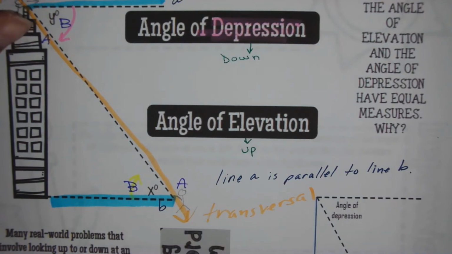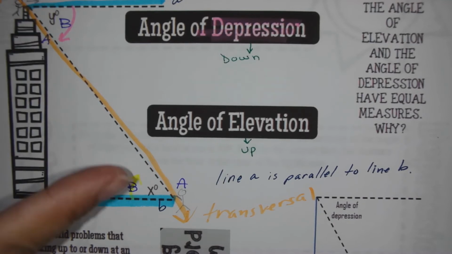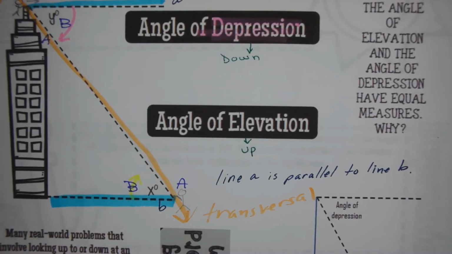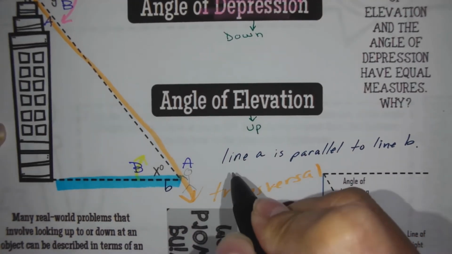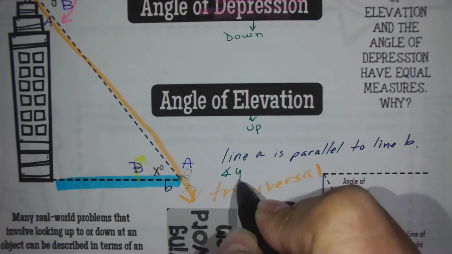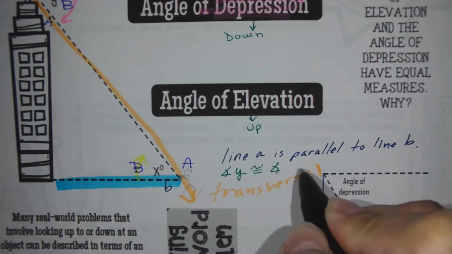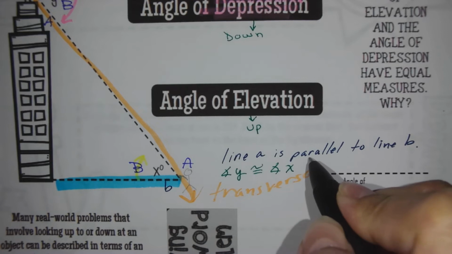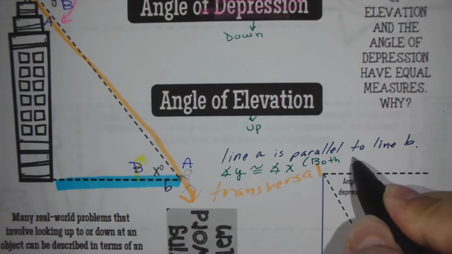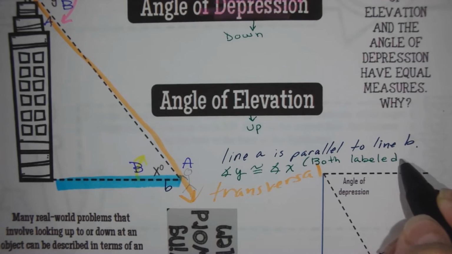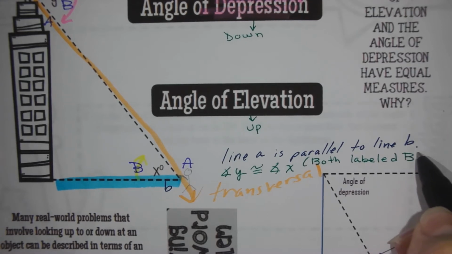Notice that X and Y are both labeled B, which means they're both congruent. That should be something you should remember. So you should make a note. Angle Y is congruent to angle X. Both labeled B. That should be something that sticks. Both are labeled B, so that means both of them are congruent. We did this in the past.